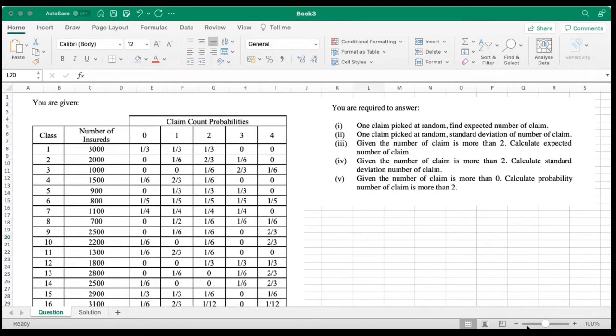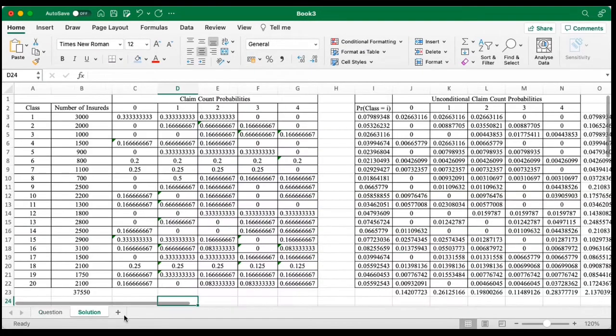Hi everyone, today I'm going to explain this question where the data given in the question is pasted at the left hand side and we are required to answer 5 sub-questions based on the data given. Firstly, I converted the data that was given in the question into a table form where there's the class of the insureds, number of insureds, and also the claim count probabilities.